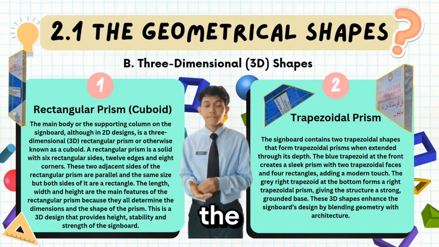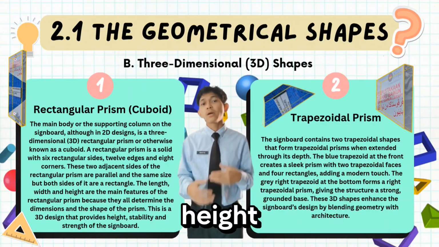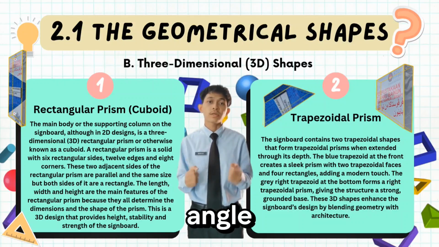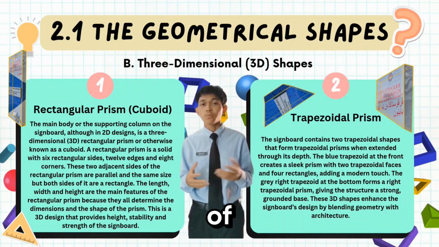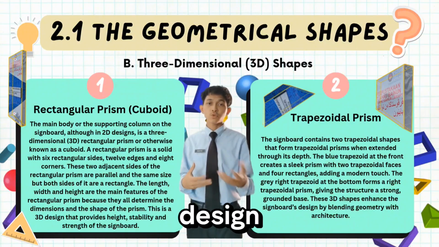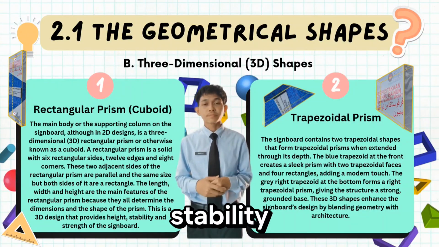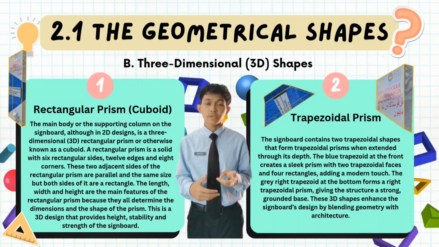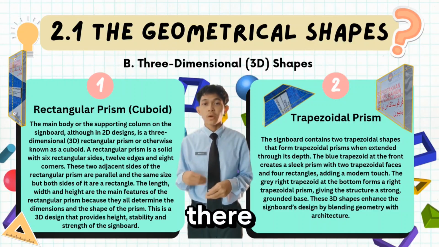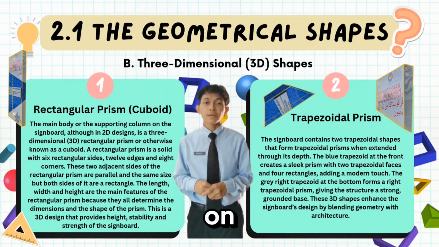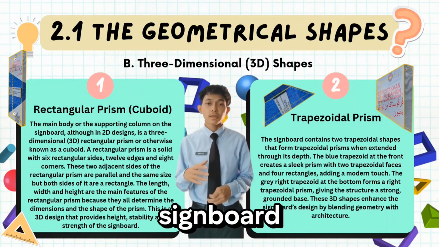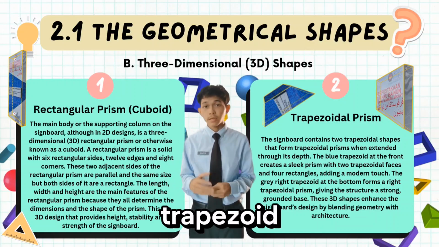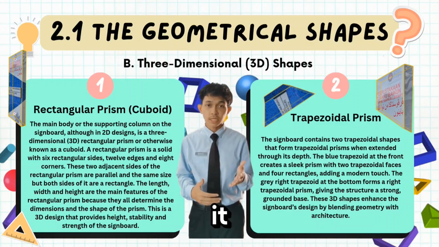The length, width and height remain features of the rectangular prism. This is a 3D design that provides high stability and strength to the signboard. Next, there is also a trapezoidal prism, formed when the 2D trapezoids are extruded through the thickness of the box. The signboard contains two trapezoidal shapes that form trapezoidal prisms.